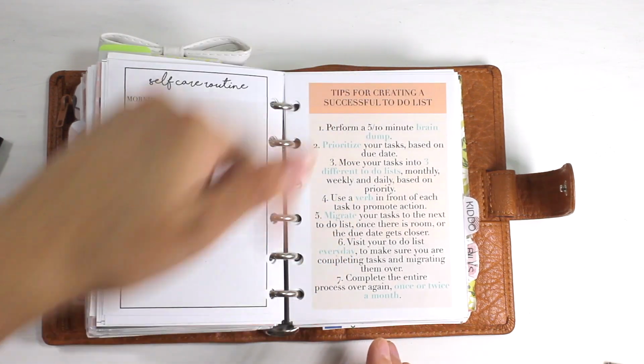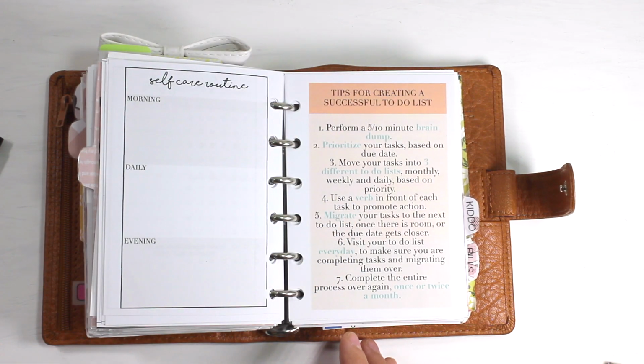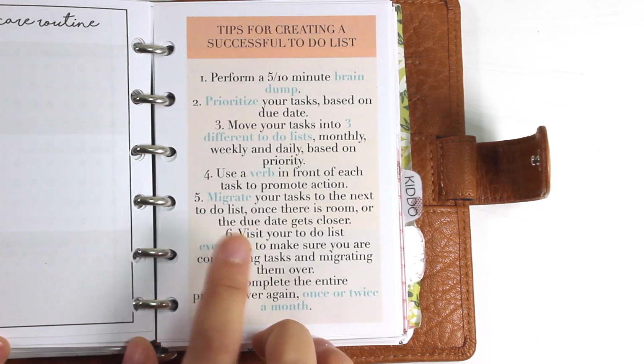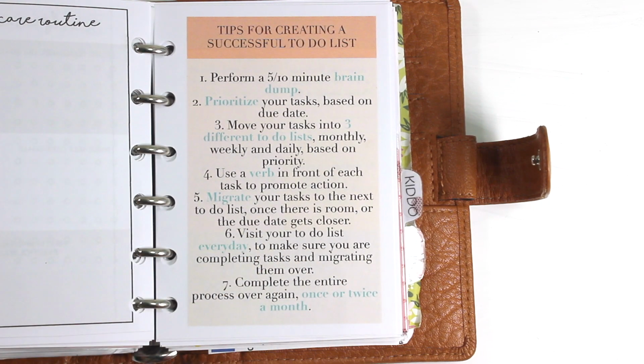Okay, so first of all, I wanted to go over kind of the process, and then we'll go over some things together. This first insert right here is just taking you through the process of creating a successful to-do list. So we'll go over them one by one.